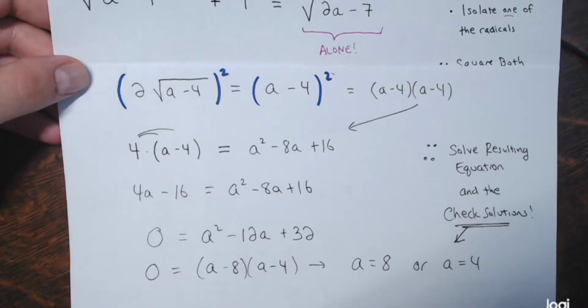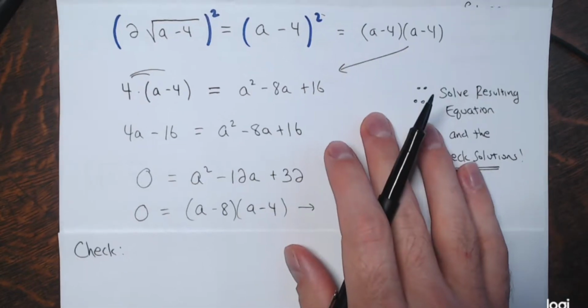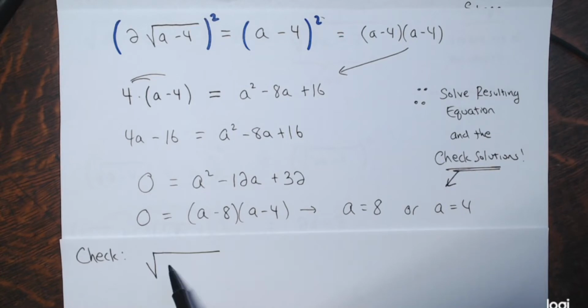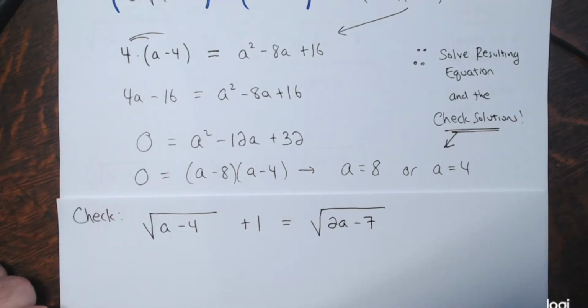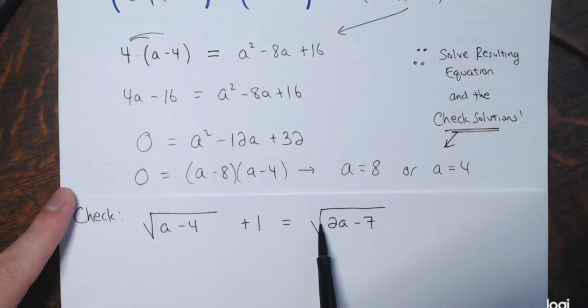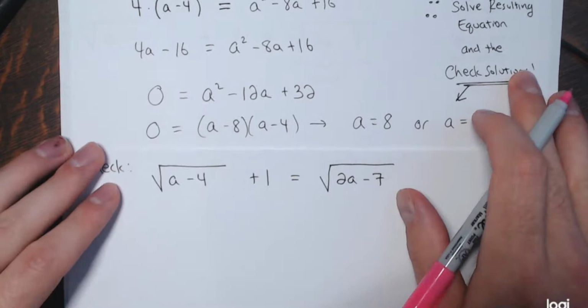So here was the original equation. All right, I'll write it out again. We'll check these solutions. So the original equation was the square root of a minus 4 plus 1 equals the square root of 2a minus 7. And don't forget, and I've said this several times in many videos, when you see this square root symbol, or the 4th root, or 6th root, or 8th root, any even root, it's a symbol asking you for the positive root. All right, so don't forget that. All right, so let's check this one. A equals 8.